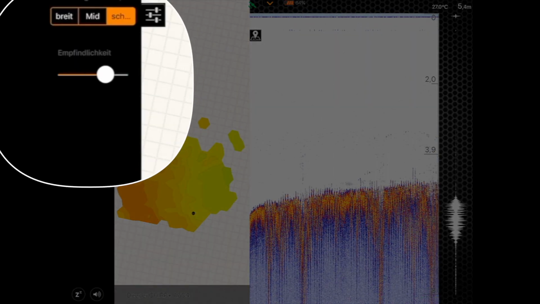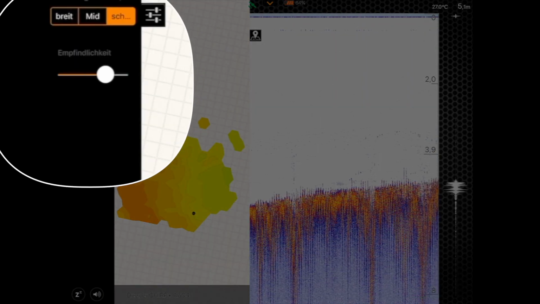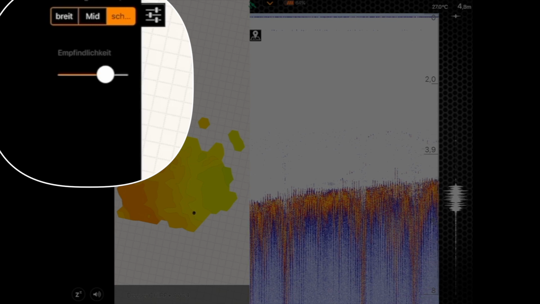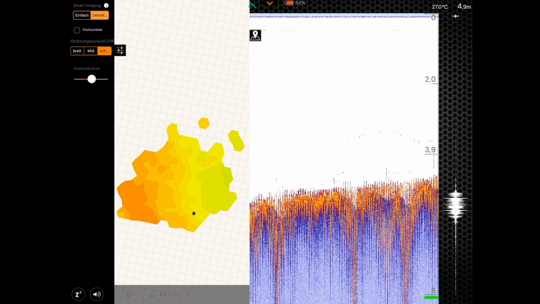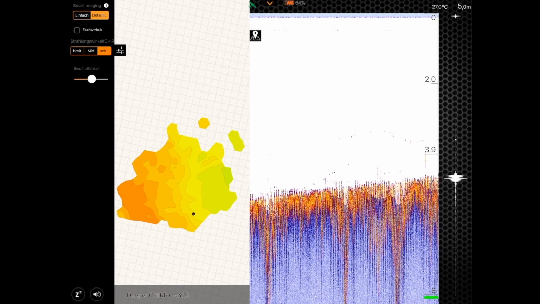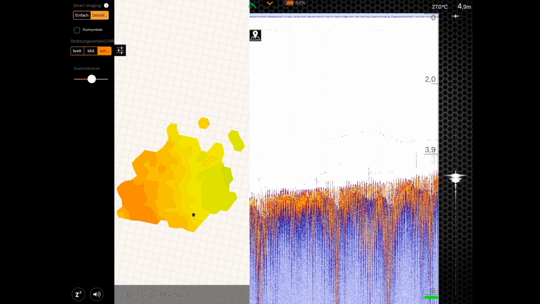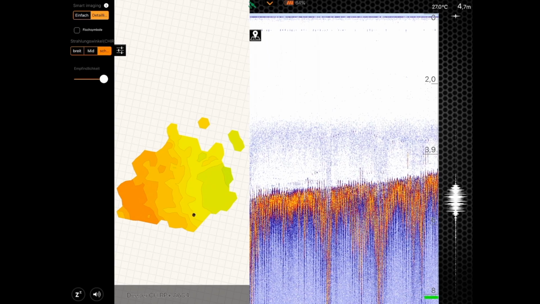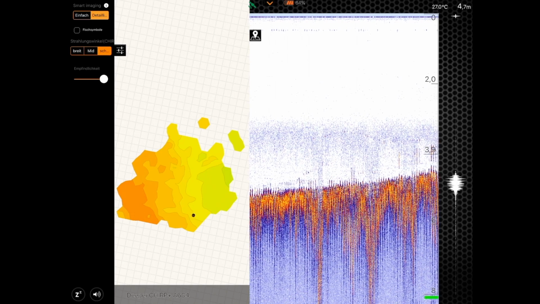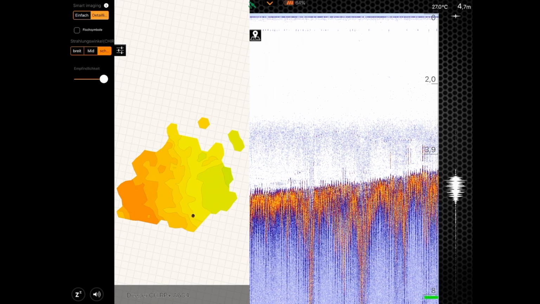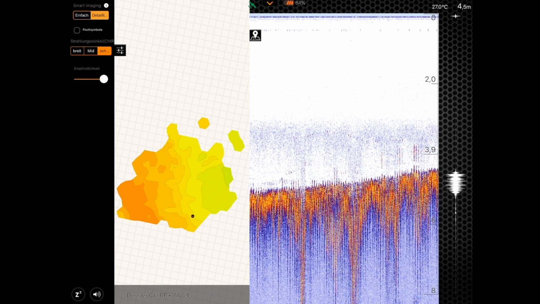We will now lower the sensitivity and see what happens. At a value of 50%, the thermocline disappears completely, but we start wondering why we cannot see anything going on there at 4.50 meters. We increase back the sensitivity value. The reason is the frequency is blocked by the thermocline.